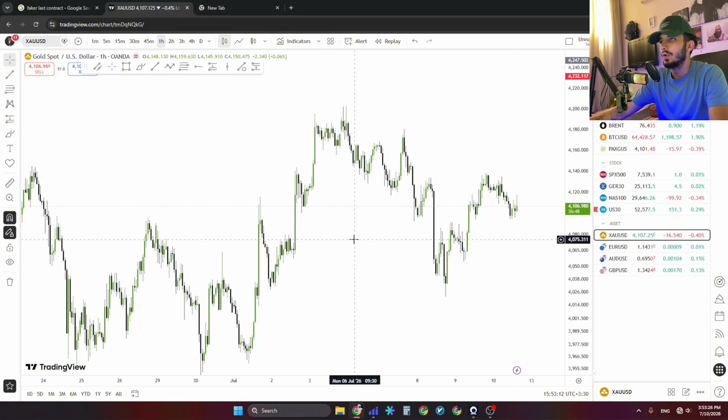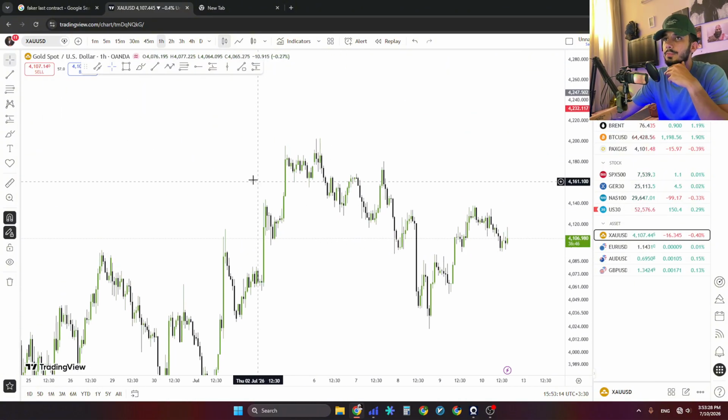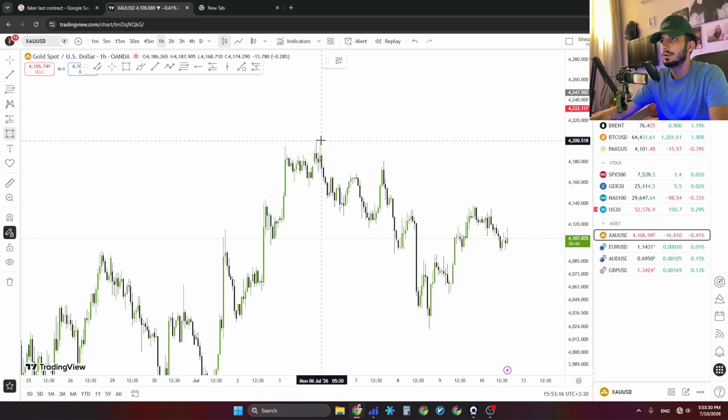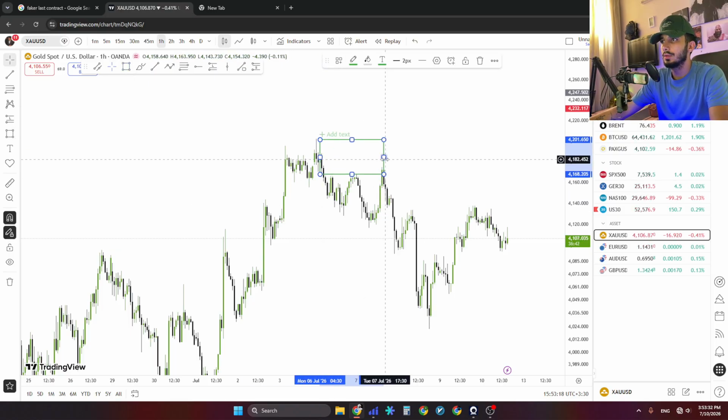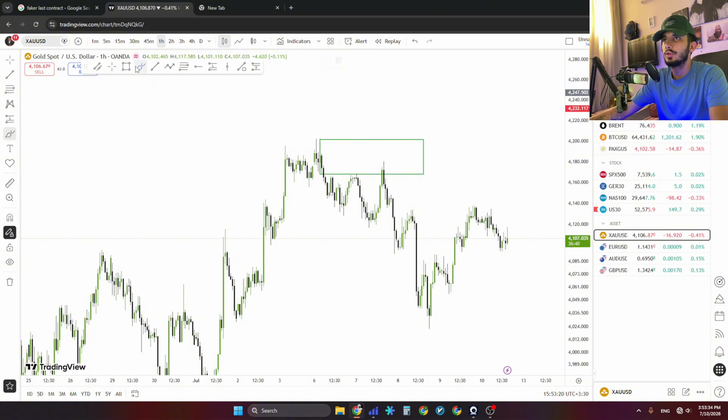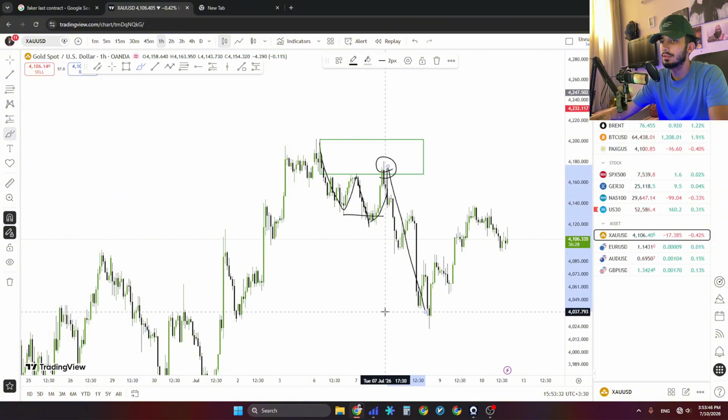here. Or I find another base box. Okay, look, this is a base box for me, and you see price moved down and then tried to back up, couldn't reach it. Another change of character, another breakout structure, price moved up, gathered liquidities, and boom.